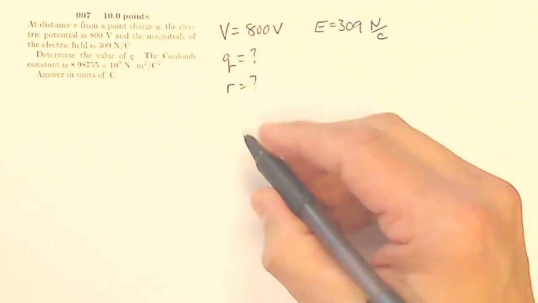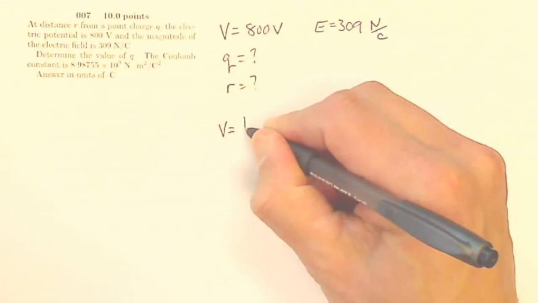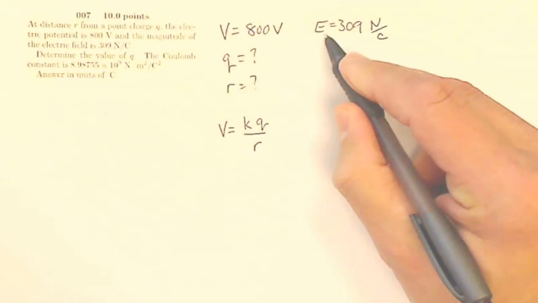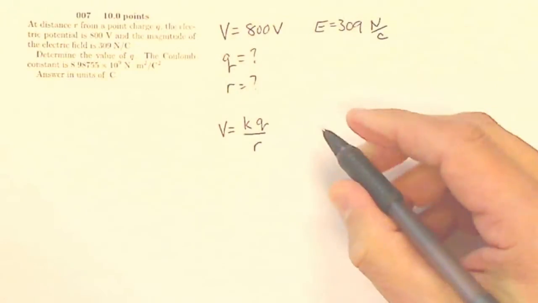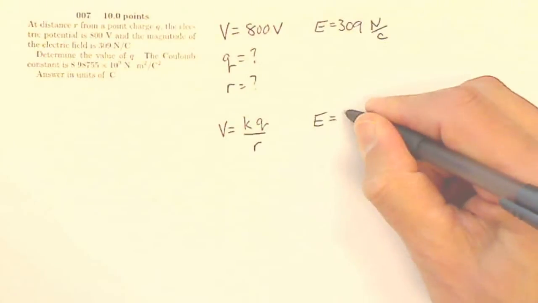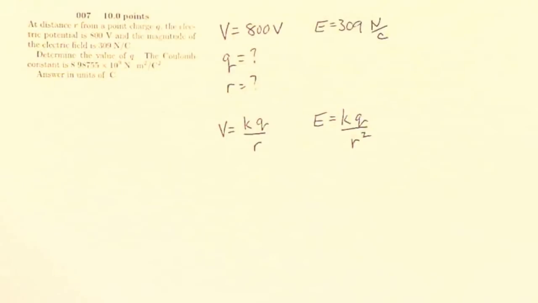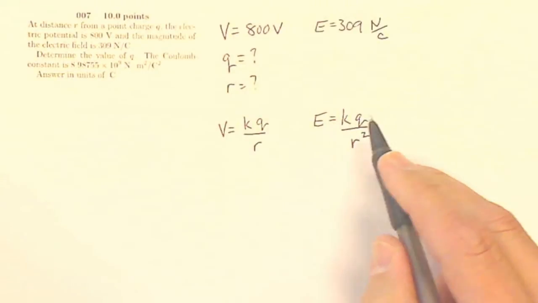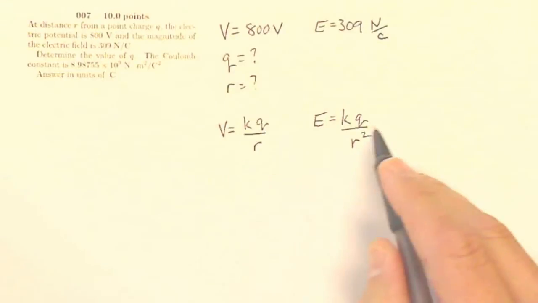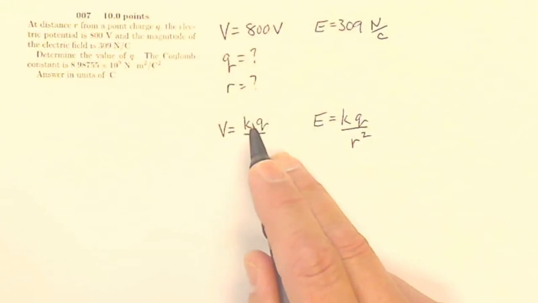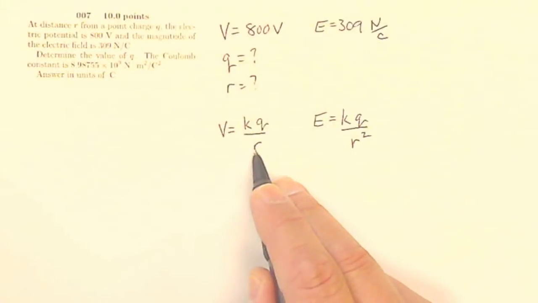So I know V is 800 volts, and I know that V is KQ over R. My electric field, 309 newtons per coulomb, I know that my E is going to be KQ over R squared. So I know E, I know K, I don't know Q, and I don't know R. One way to solve this is to use this formula. I know V, I know K, I don't know Q or R, but I could solve for Q in terms of R.